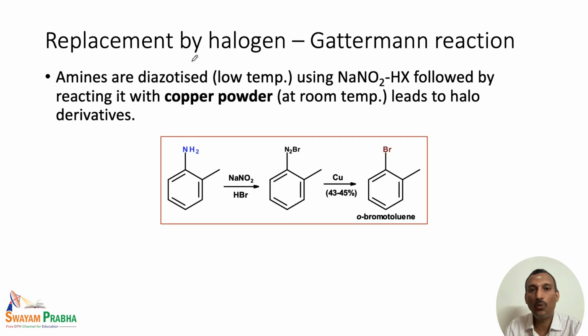When we go to the Gattermann reaction, it is very similar to the previous one. The only difference is that here we are using copper powder at room temperature. We are not using a cuprous salt, but copper powder. In this particular case, the amino compound is converted to the diazonium derivative by treatment with sodium nitrite and HBr, which is the standard combination for the diazotization reaction. Treatment with copper replaces the diazonium group with the halogen, so we end up with ortho-bromotoluene.